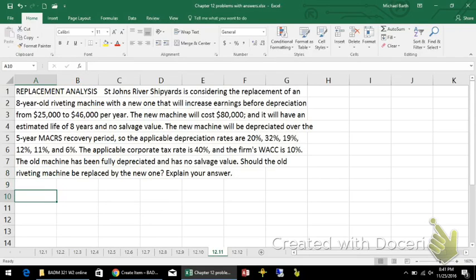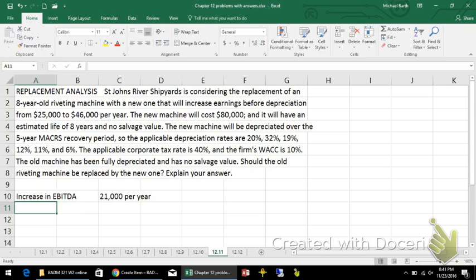So the increase in pre-tax, increase in EBITDA, earnings before interest, taxes, and depreciation, would be $21,000 per year.